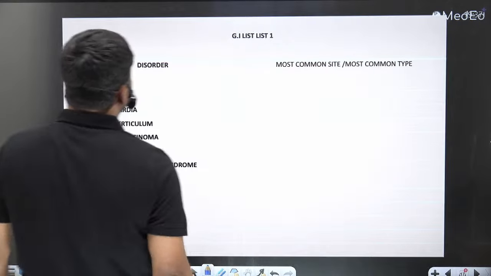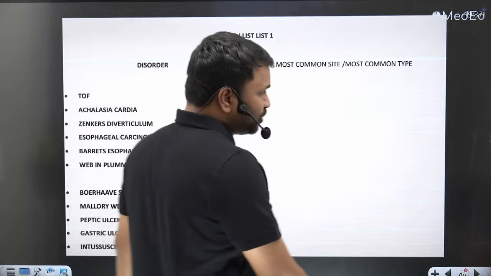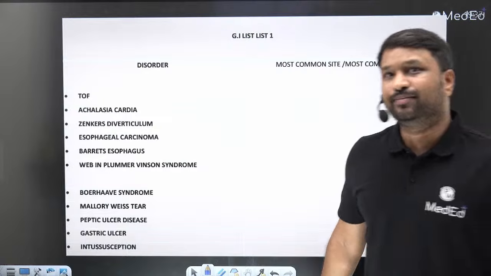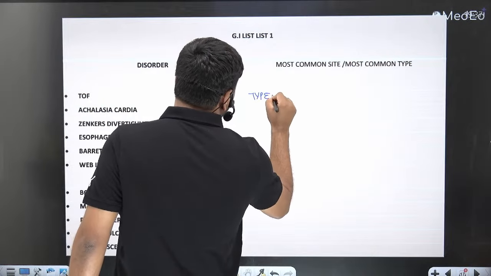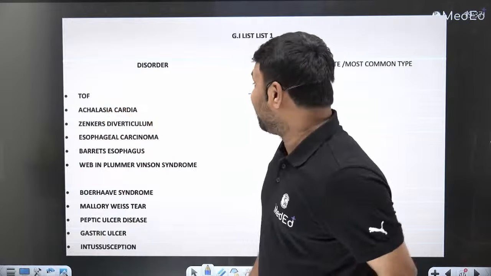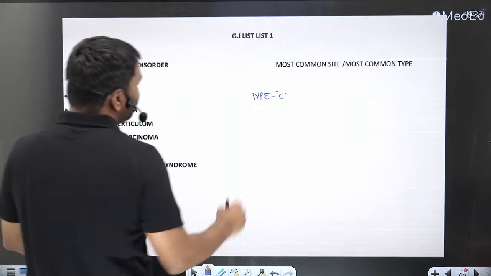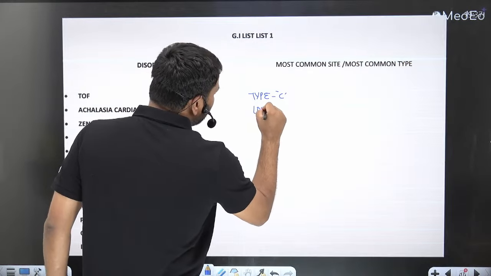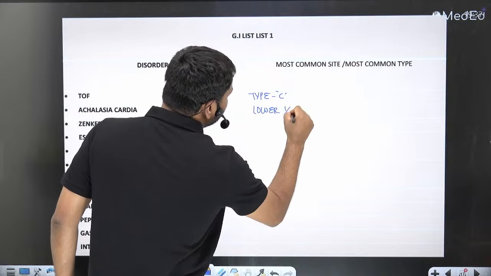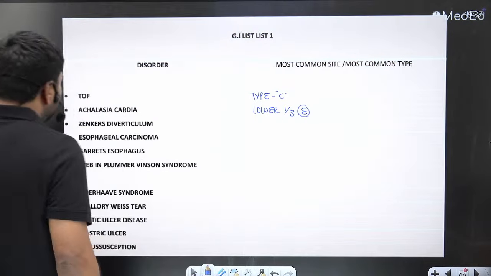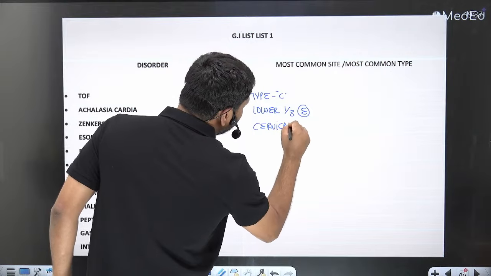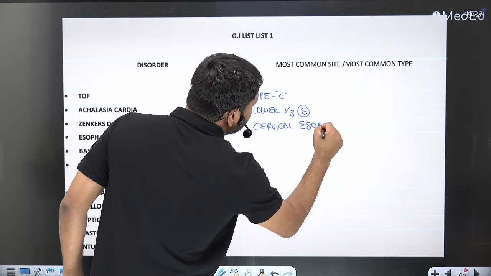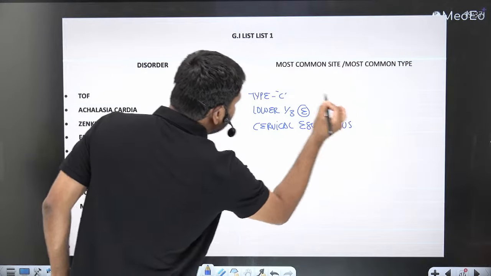Now, list number one. So, what does the list say? It's a disorder and the most common site. Tracheoesophageal fistula, what is the most common type? The most common type that you see is type C. Achalasia cardia, what is the most common site? It is going to be your lower one third of the esophagus. Zenker's diverticulum is seen on the cervical esophagus.